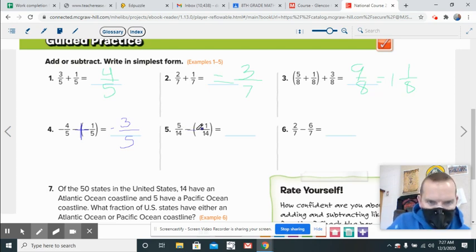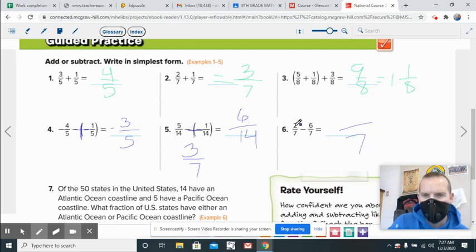Same thing on this one. Two negatives make a positive. 14 goes on the bottom. 5 plus 1 gives me 6. Now I know this can be reduced because they're both evens. So if I divide each term by 2, that gives me 3/7 for my final answer. If you did not simplify it, that'd be the incorrect answer.